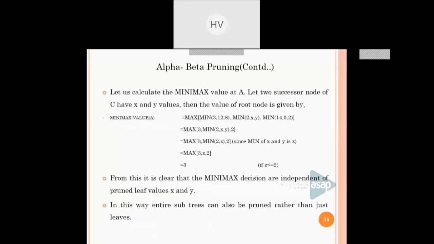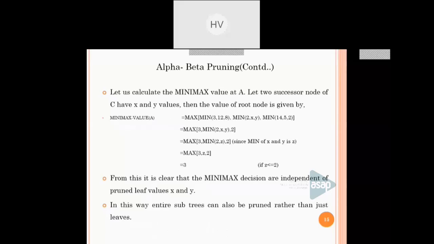And this is explained mathematically also. Coming to the alpha beta pruning algorithm, here also we have three functions. First is the main function, alpha beta pruning. First the max player will get the turn, so the sub function max value will be called first.